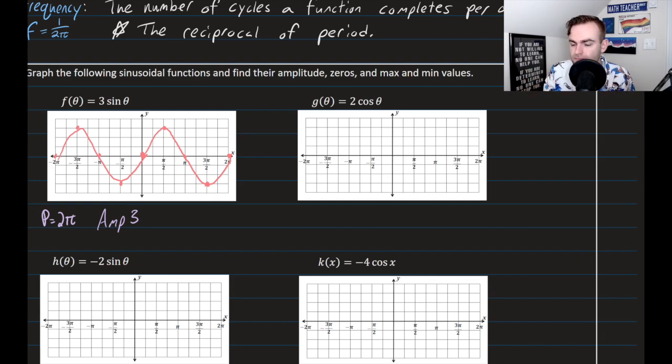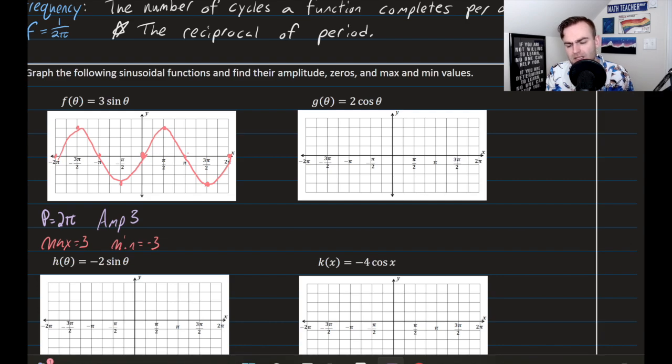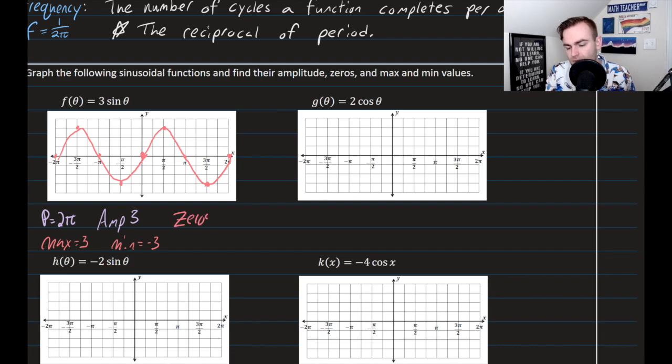So we got the period, we got the amplitude. It wants the zeros, and it wants the max and min values. So the max is 3, and the min is -3. The zeros are happening at 0, and it seems like every whole pi before and after 0. So we're going to say the zeros are k times pi. They're happening every pi, and we're going to say that k is an integer.